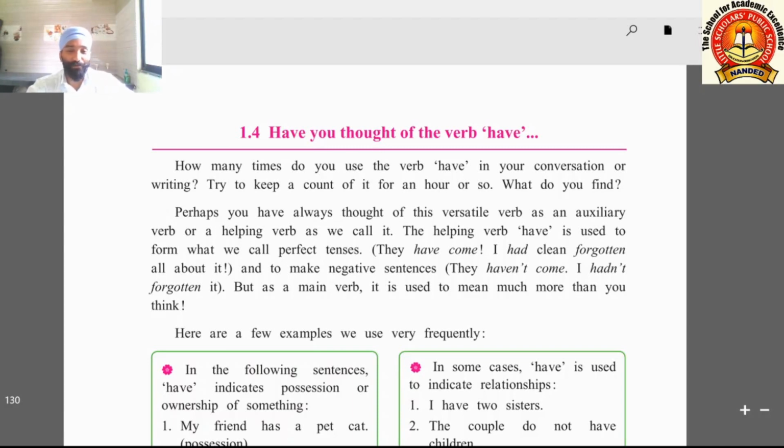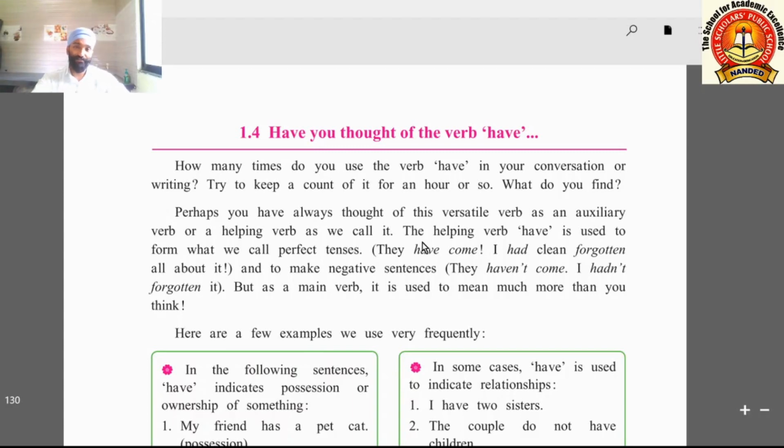In today's video we will learn the fourth lesson of your textbook, that is, have you thought of the verb have? Here the have verb is something different from the have auxiliary verb. Auxiliary means the helping verb, such as will, is, am, are, was, were. Have is also used to form present perfect tenses, and have as a main verb is used differently. Those different uses we are going to see in this lesson.